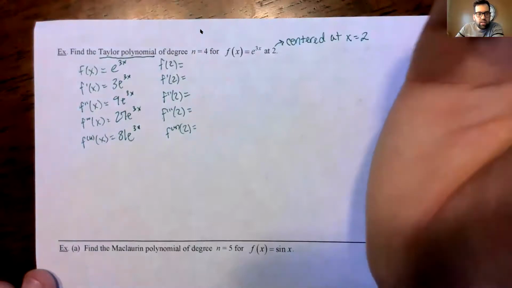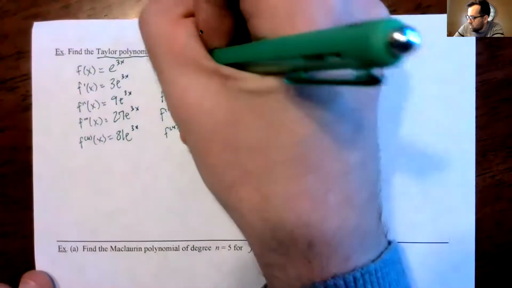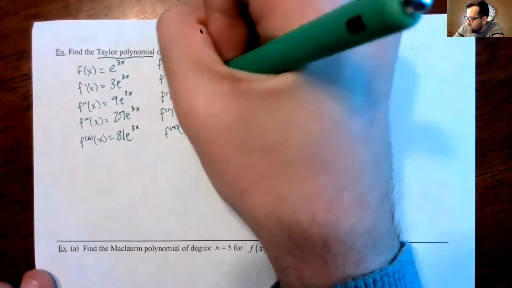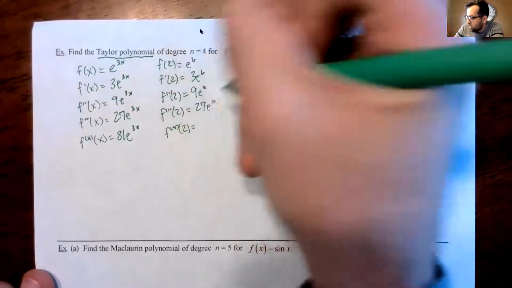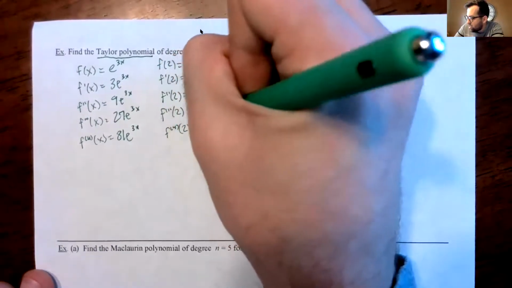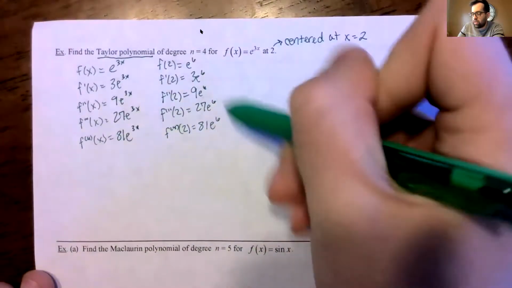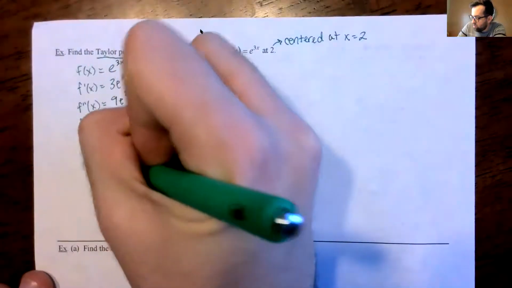Okay, and so we have what? When x is 2, we end up with e to the 6th, and then 3e to the 6th, 9e to the 6th, 27e to the 6th, and 81e to the 6th. Okay, so that's all of the function values that we need. Now we're going to write out the formula. So this is the 4th degree Taylor polynomial, so it's going to be p sub 4 of x.